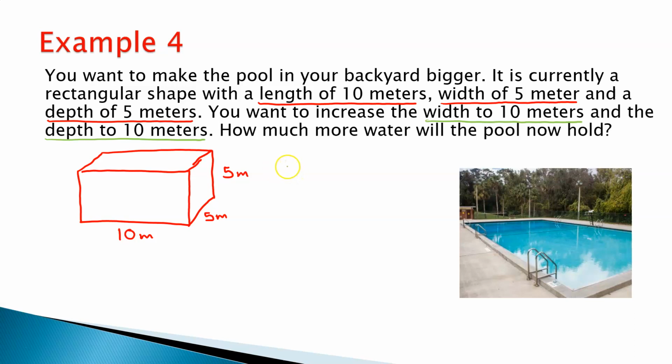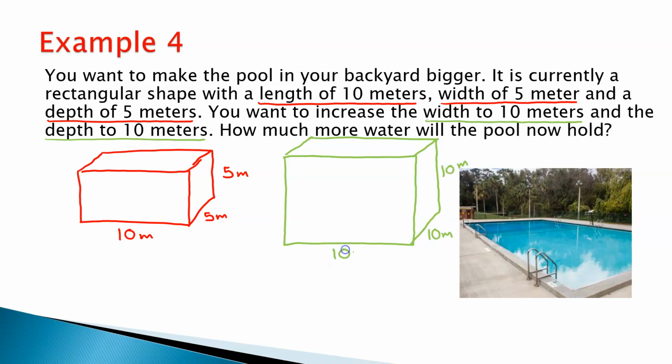So let me draw the second pool. Let's see if I can draw it just slightly bigger here. Imagine you made all the modifications, you made it bigger. So let me label a couple of things. We know that the width is 10 meters now, and the depth also 10 meters. And of course, our length is going to stay the same. The length is not changing. All we were changing was the width and the depth. Maybe we want to make sure we can dive without hitting our head at the bottom of this pool.